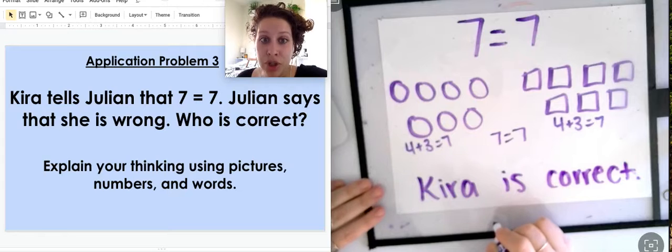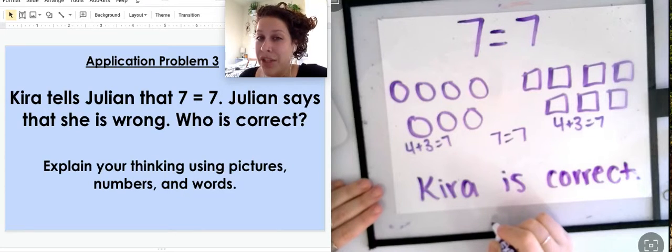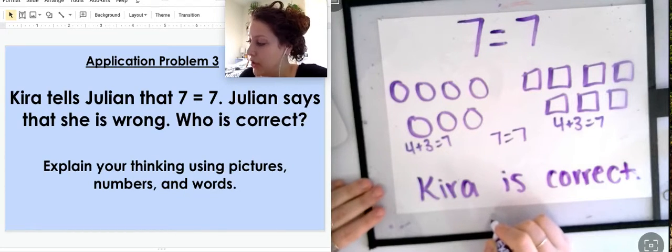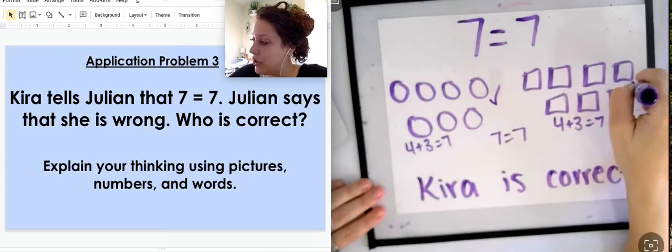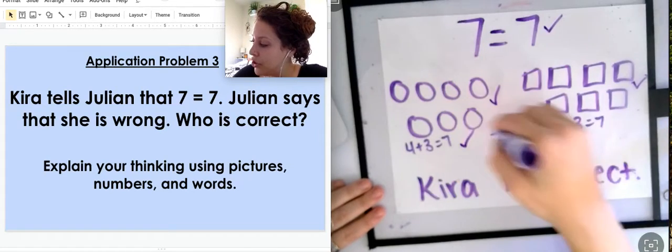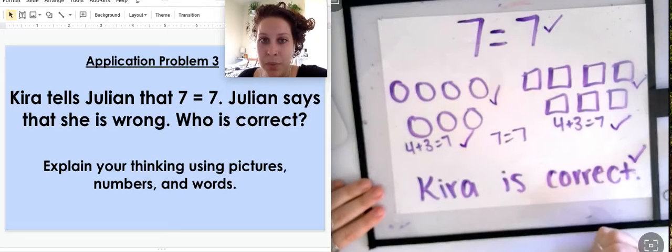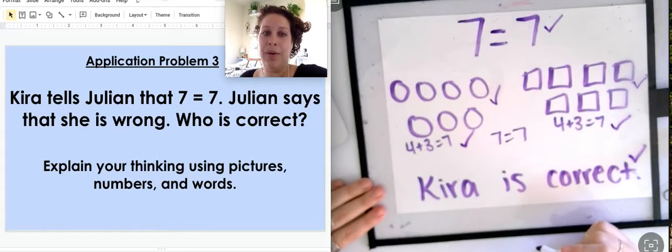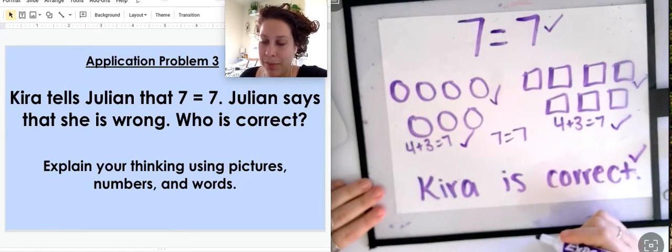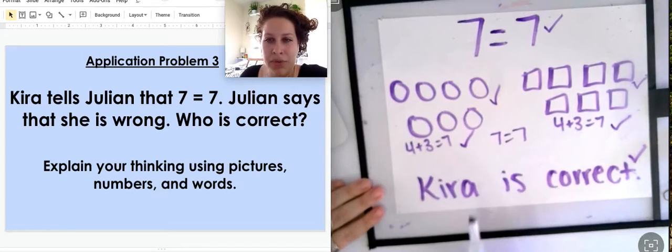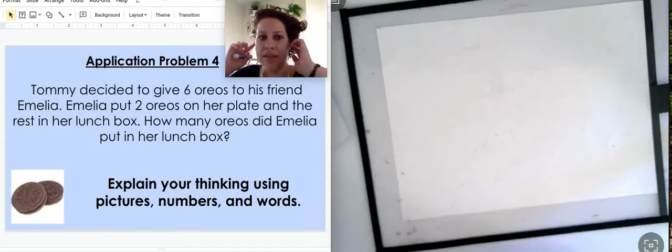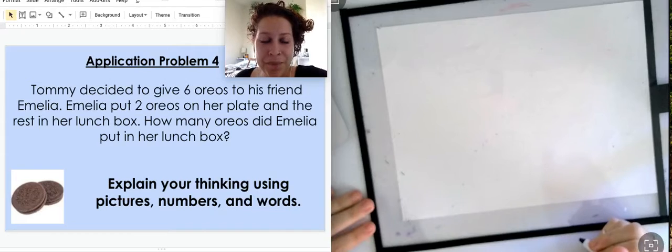So now I'm going to double check to make sure I have pictures, numbers, and words. I got my pictures, I got my numbers, and I have my words. That's how I'm going to solve this application problem. I want to see all of your thinking. Let's try another.